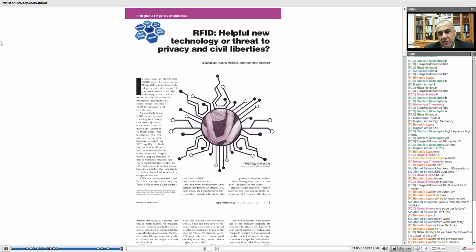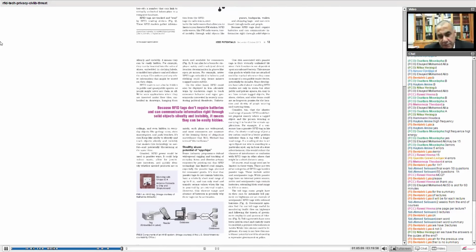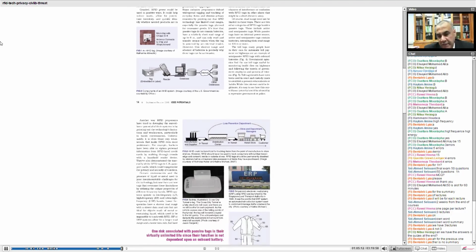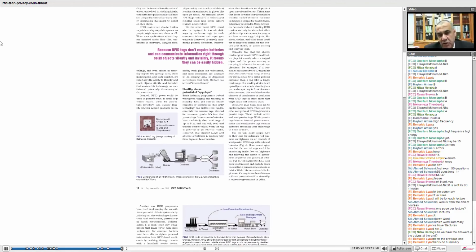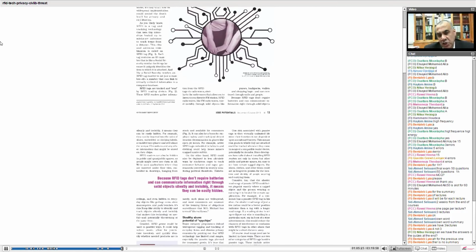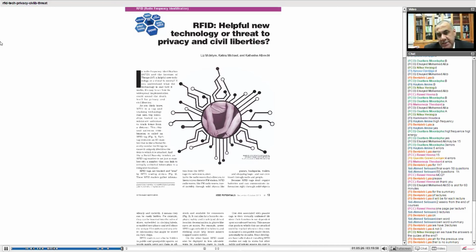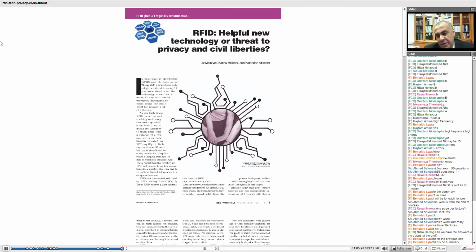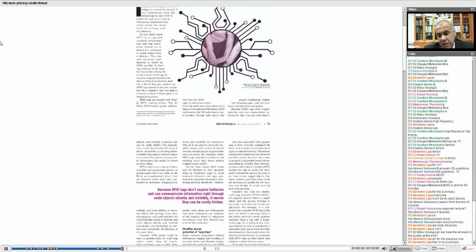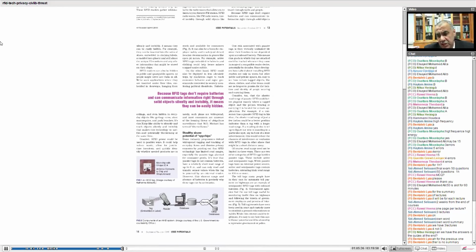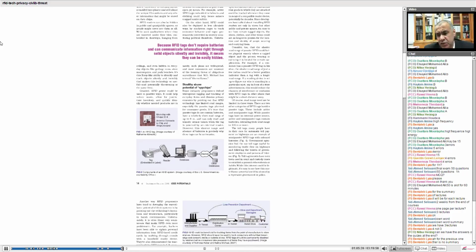This is a paper from IEEE Potentials, speaking about RFID: help for new technology or threat of privacy and civil liberties. So you have to read this paper and do a summary of it in your own words and send me the summary. This is what I called lecture. This is complementary knowledge for you. It's related to RFID, but it's complementary. For you, it's very important to read in English and to make a summary in English.